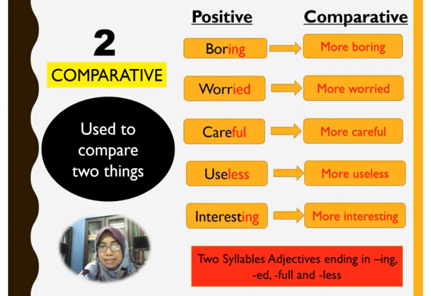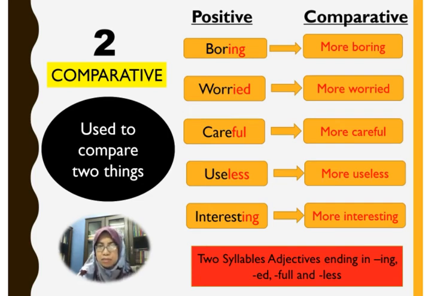Okay, here is another example. If the end of the word is -ing, -ier, -ed, -ful, -less, these words also you cannot add -er for comparative. Jangan tambah -er, ya, for comparative. So what should you do? You have to add more. More boring, more worry, more careful, more useless, more interesting.